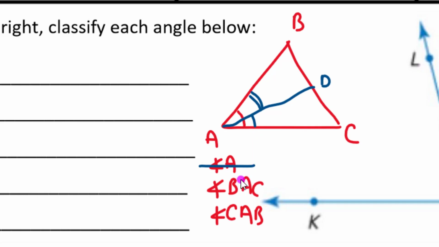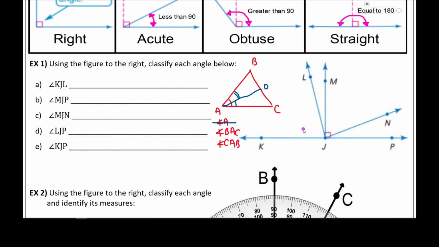So as you see, sometimes you can use one letter, but sometimes you can't. For example, in this diagram that we're going to look at right now, you have to use three letters because otherwise it'll be very hard to say angle J, and we don't know if it's this angle, this angle, this angle, this angle, or a combination of two or three other angles. So let's see these examples here. Using the figure to the right, classify each angle below. So KJL. And let me go ahead and erase this for now so we can clear this out. That way we can better see what we're looking at.